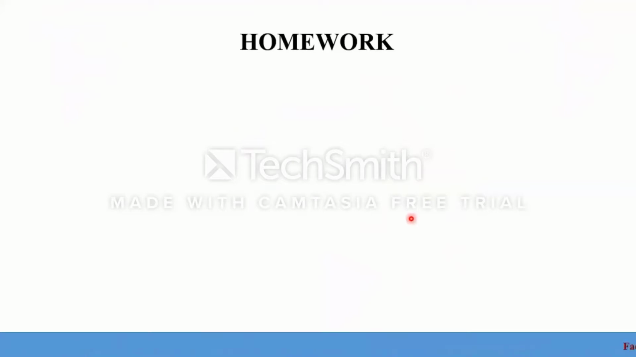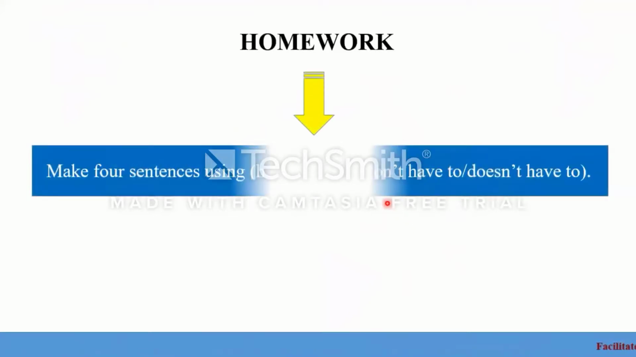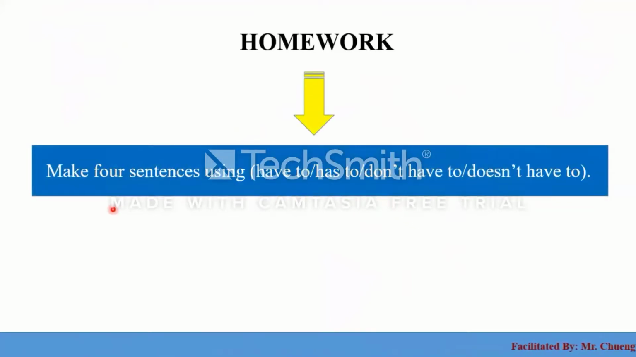So it's time for homework. I hope that you will do this homework and then send it to me before the deadline. So make 4 sentences using have to, has to, don't have to, and doesn't have to. So we have 4 verb phrases here. One phrase, you have to make one sentence only. So there will be 4 sentences.